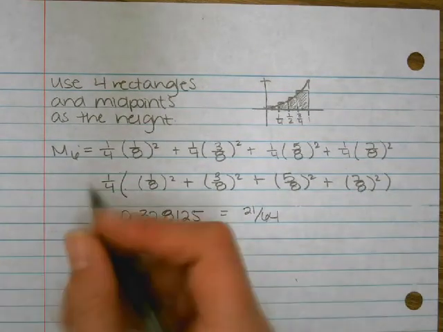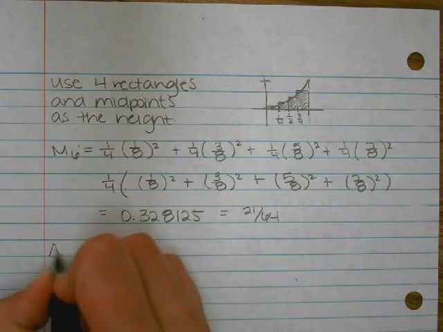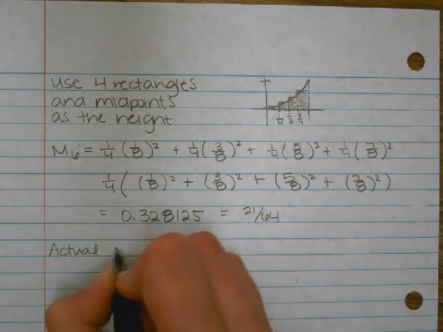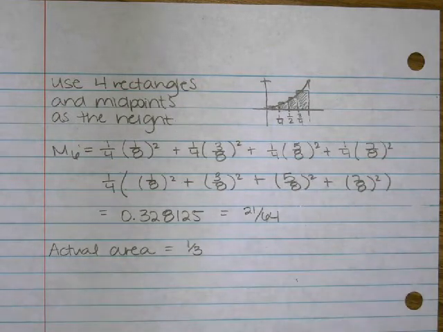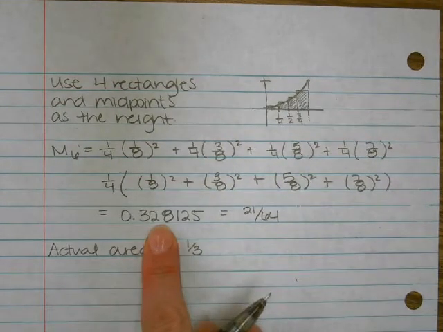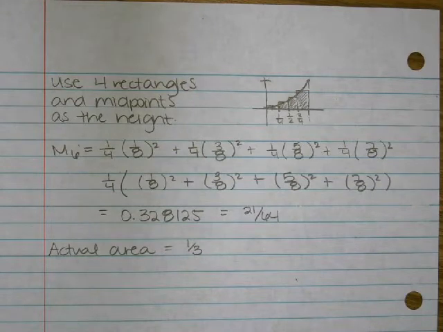So for this problem, the actual area is 1/3. And you can see we were pretty stinking close right here. So the actual area of that is 1/3. And we don't have the math yet to really show that in an easy way, but that's something we will build towards. That's the next thing that we're going to be studying in calculus class.